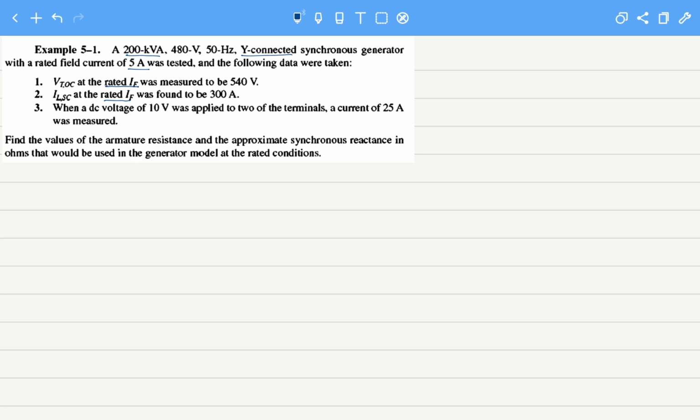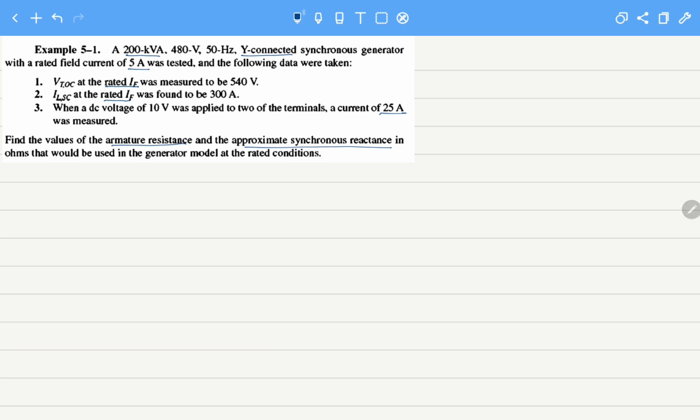So they are the two types of tests that we perform. And when a DC voltage of 10 volts was applied to two of the terminals, a current of 25 ampere was measured. So what is required is to find the values of armature resistance and the approximate synchronous reactance in ohms.